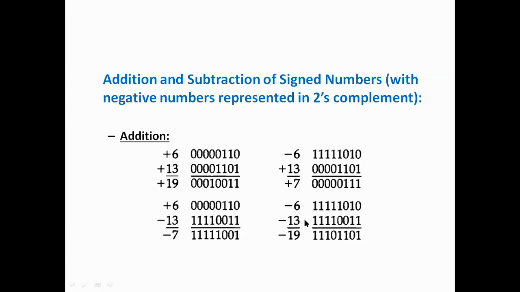Similarly, if we do minus 6 and minus 13, this is the 2's complement representation of minus 6, and this is of minus 13. When you do an addition, there will be an extra bit that will be discarded, and this bit will represent that it is a negative number. That means this answer is again in 2's complement. You can cross check also. If you do a 2's complement of this, it will come out to be 19, and of this, it will come out to be 7. So this is addition.